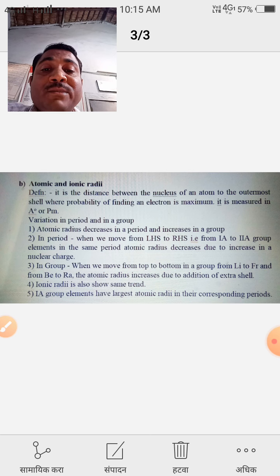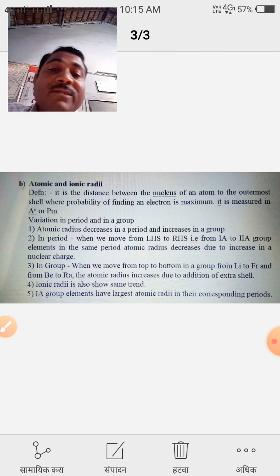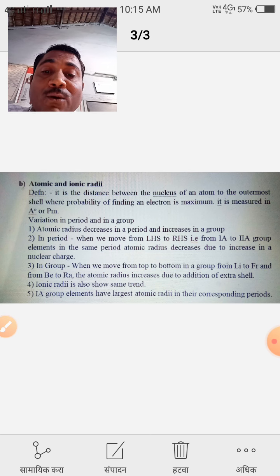The variation of this atomic and ionic radii in a period as well as in a group: how do they change, how are the atomic as well as the ionic radii changed along a period or in a group? So I am explaining here the atomic radius decreases in a period and increases in a group. Why? The atomic radius decreases in a period or increases in a group.